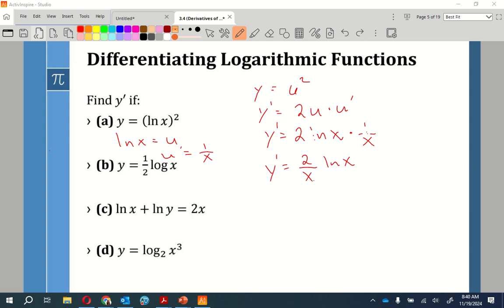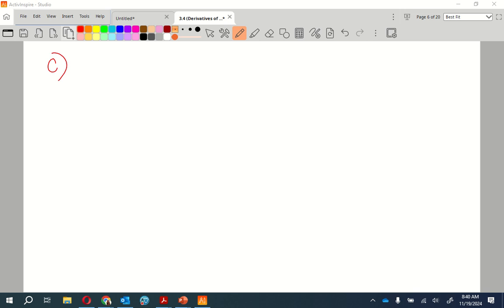What does C say? ln x ln y equals 2x. Oh wait, no.